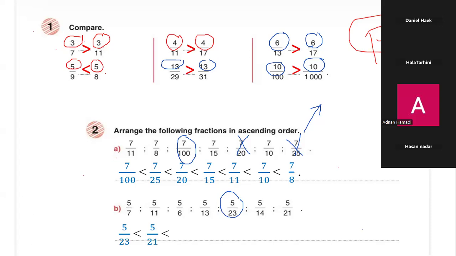Then 5 over 14. Excellent. Then 5 over 13. Excellent. 5 over 11. Then 5 over 7. And in the last 5 over 6. Look at these two fractions, 5 over 23 and 5 over 6. 23 is bigger than 6.